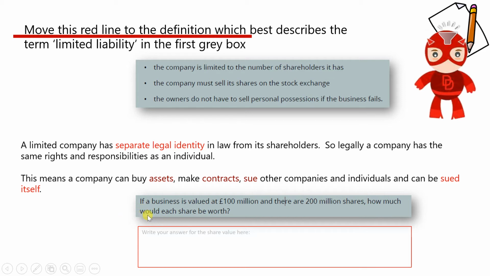Question for you. If a business is valued at £100 million and there are 200 million shares, how much would each share be worth? Answer in the box below. So you've got 100 million and you've got to divide what number into the £100 million, the value of the company.